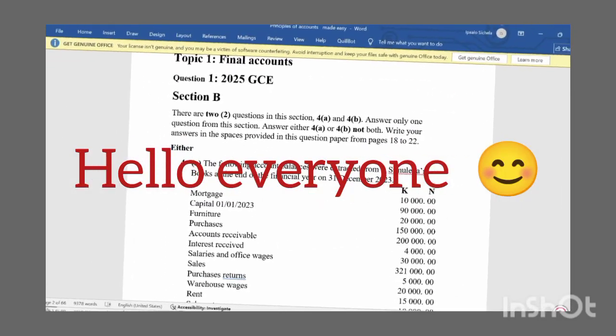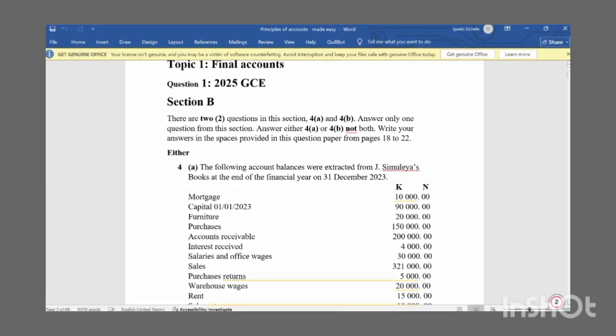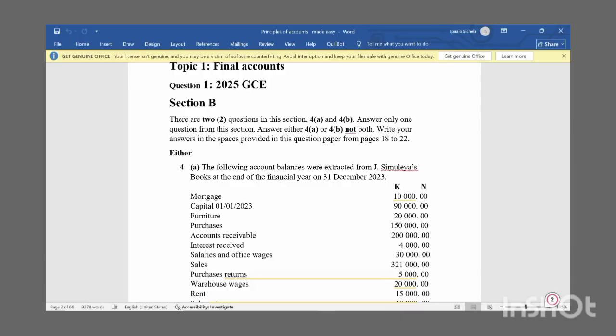In this video, we are solving the 2025 GCE Principles of Accounts Section B, question 4A. So by the end, you will see exactly how to score full marks. If you're writing your mock exams or your exams, this will be really helpful.